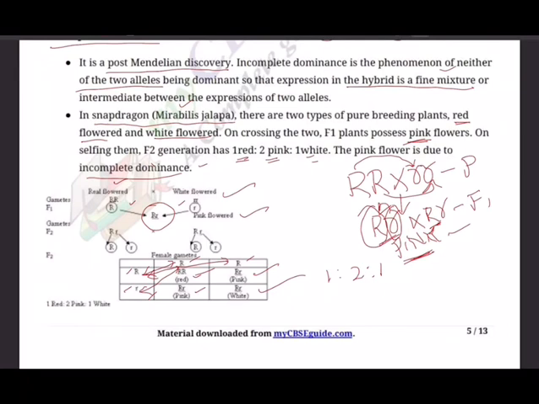See, the phenotypic ratio is 3:1. But I said it is universal, but some exceptions are there, like Mirabilis jalapa, 1:2:1. So 1 is genotype, if you write capital R, capital R, 2 is capital R, small r, and 1 is small r, small r. So capital R, capital R is red flower, and capital R, small r is pink, thanks to incomplete dominance, and homozygous recessive is white. So this you have to remember. Exception to law of dominance is incomplete dominance.